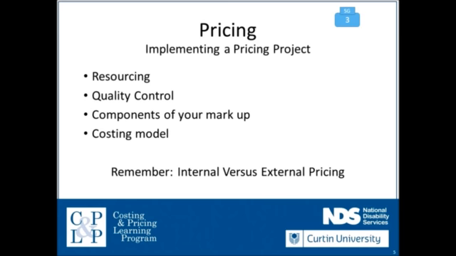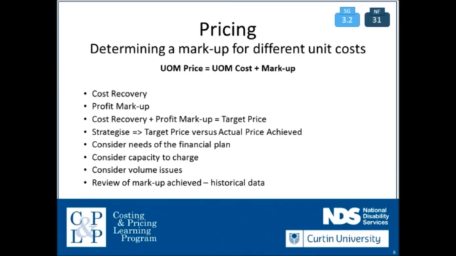Okay, let's have a look at some components of pricing. Firstly, the UOM price, the unit of measurement price, or the activity price. So remember again, the UOM is that item that we actually sell, whether it's a service or a good, it's the actual iteration of the item. And as you can see on this slide, the UOM price equals the UOM costs, so all of the costs, and we talked about this in the last webinar, plus a markup.